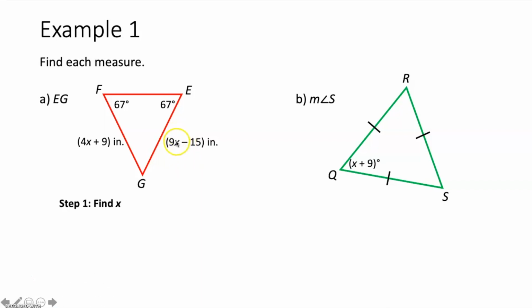So how do I find X? Well, I need to set up an equation. So what do I have here? Well, it looks like in this triangle, I know that angle F and angle E are congruent.